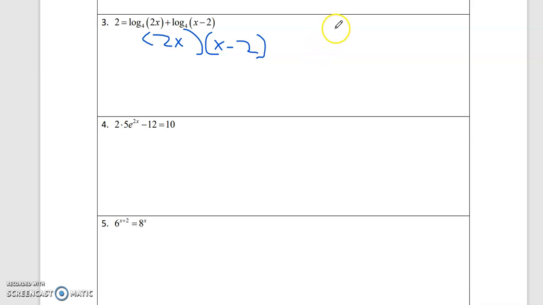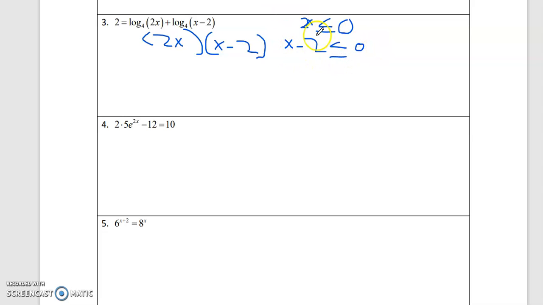But the step even way before that is that you want to find the defined range of the log. And in order to do that, we need to find the restricted values of the function. So take these two expressions right here and set them less than or equal to 0. So 2x less than or equal to 0. And along with that, x minus 2 less than or equal to 0.